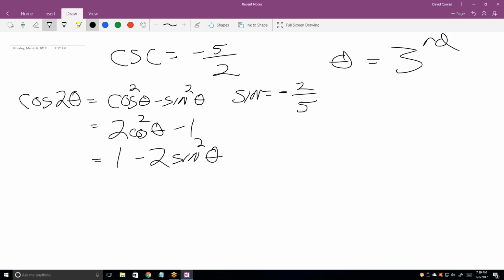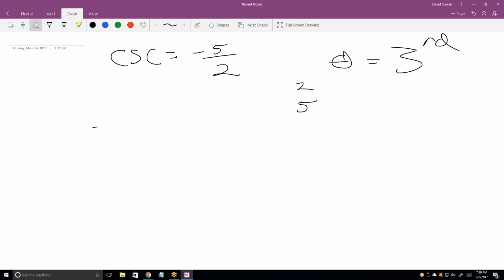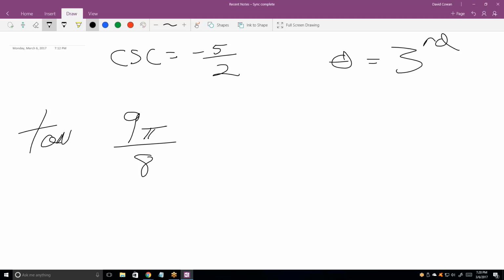All right, what else? One thing I forgot to mention yesterday. Let's talk about it again here. I'll leave that up in case you have another problem involving the cosecant. But you had one yesterday that was 9 pi over 8, right? Yes. And tangent of 9 pi over 8. We wanted to know what that was. Well, that's not a common one, because pi over 8 is not a common one.